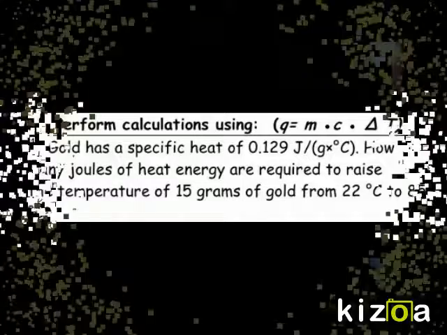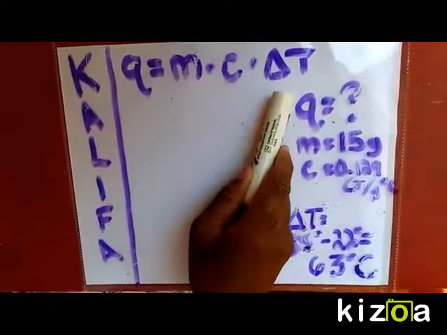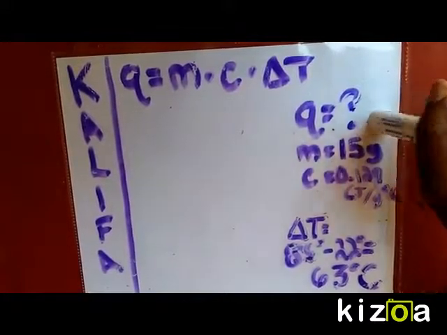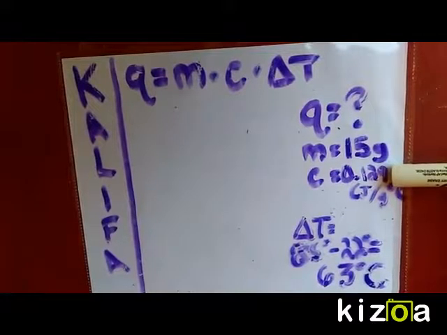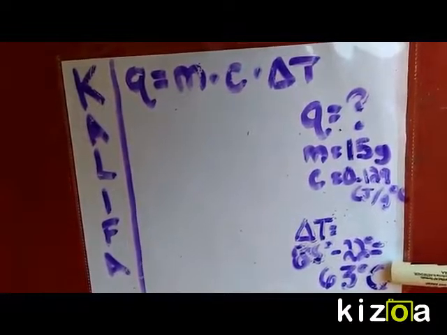To find Q, we have to use this equation: Q equals M times C times triangle T. Solving for the word problem that appeared previously, we're solving for Q. M equals 15 grams. C equals 0.129. Triangle T equals 63 Celsius.